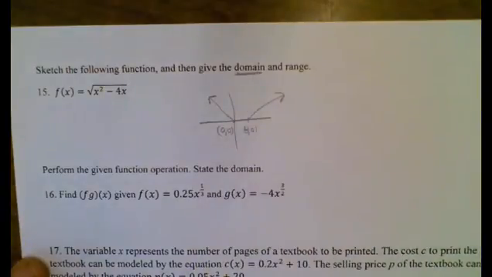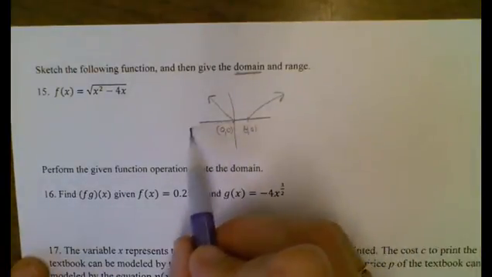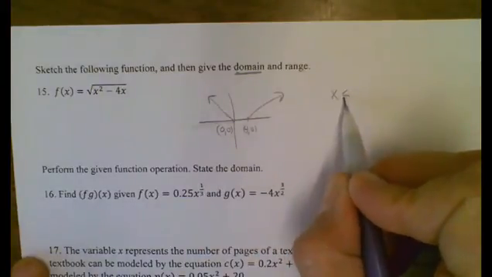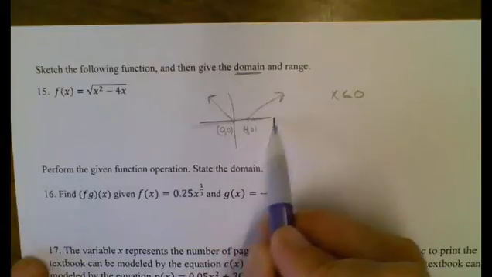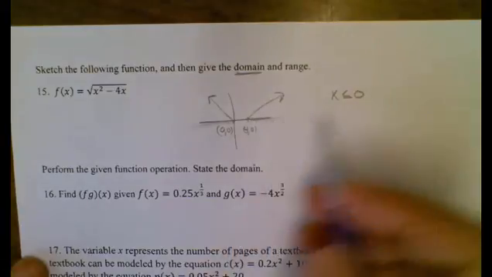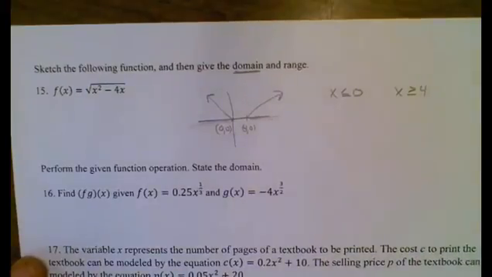So what's the domain? Domain are your x values. So all of these x values to the left of 0 are part of your answer. So x is less than or equal to 0. Those are your x's. And everything to the right of 4 is an x value that's been graphed. So x is greater than or equal to 4. So you can write it like that.